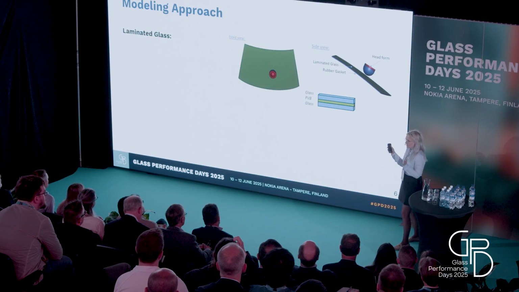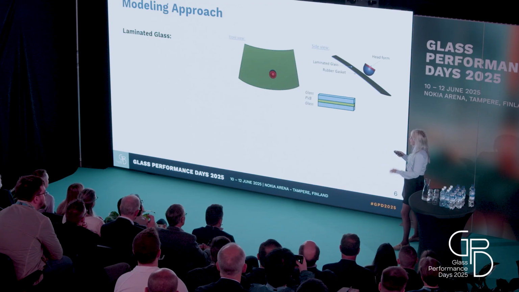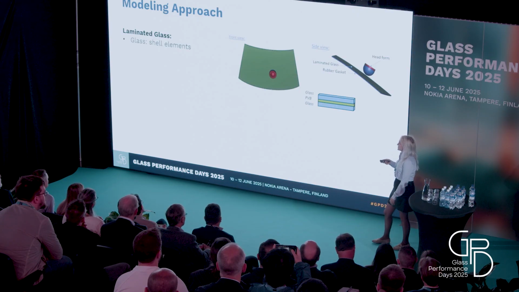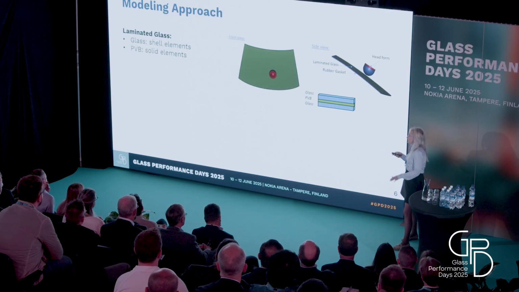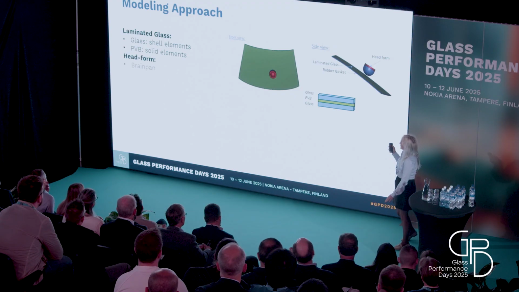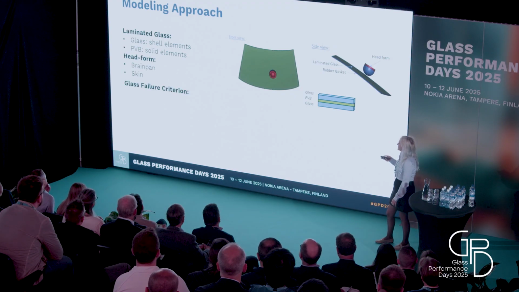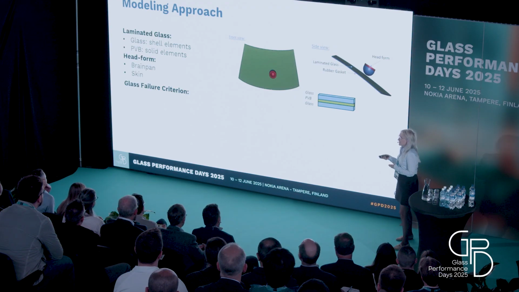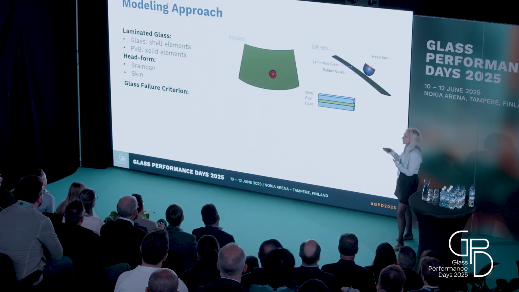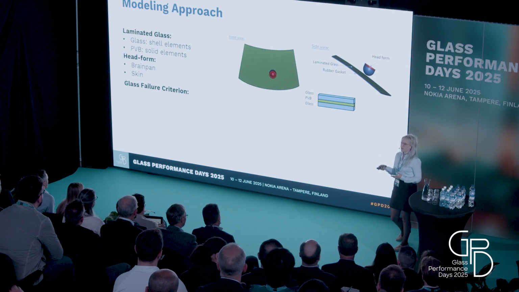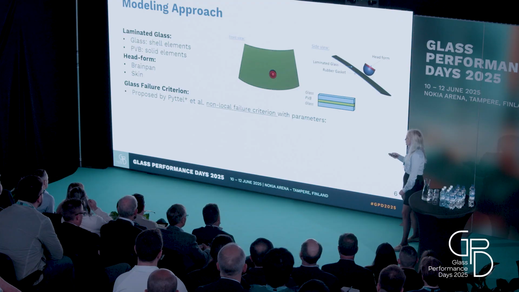The model consists of the windshield itself, with the 2 glass layers simulated by shell elements and the PVB interlayer simulated by solid elements. Also, we have a head form, and in the head impact test, glass breaks, and we have to take it into account in the model. To do so, we need to define a very robust failure criterion for different types of glasses.